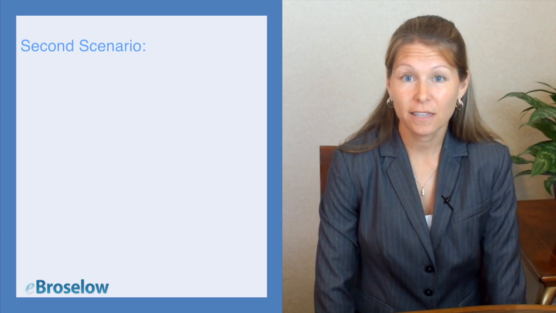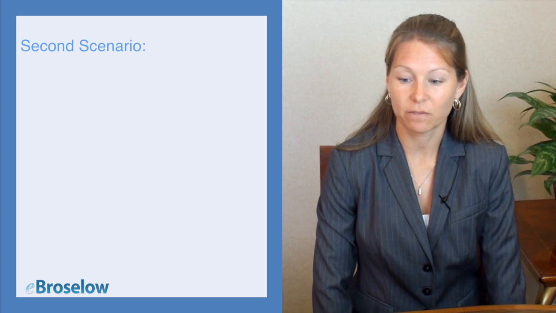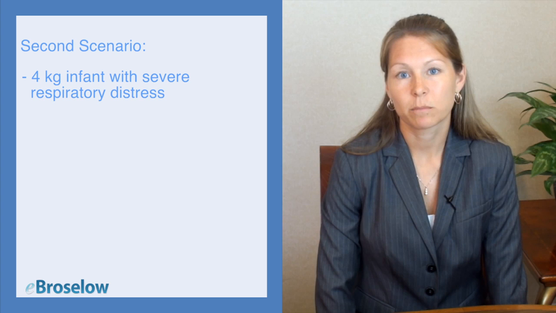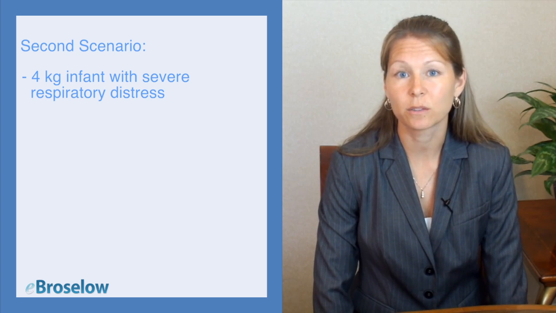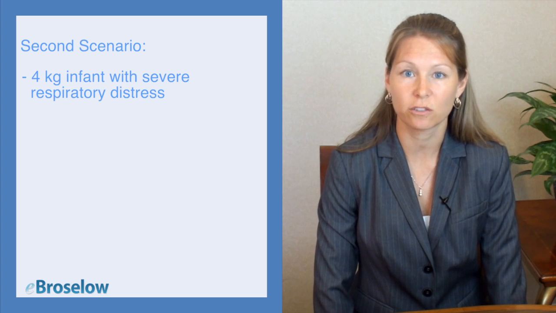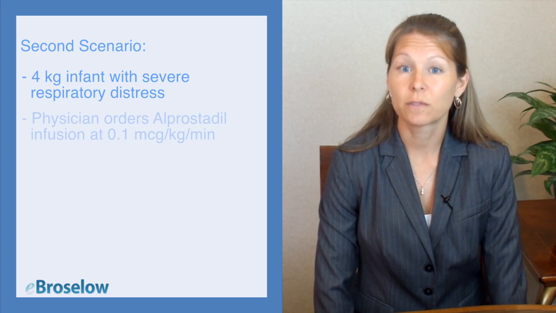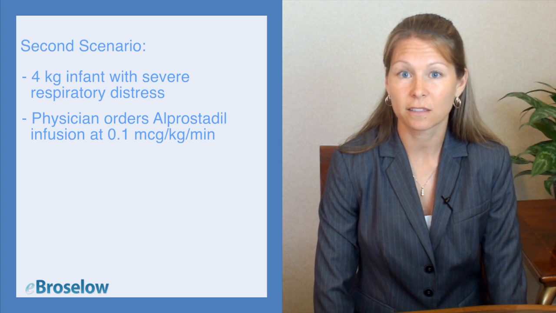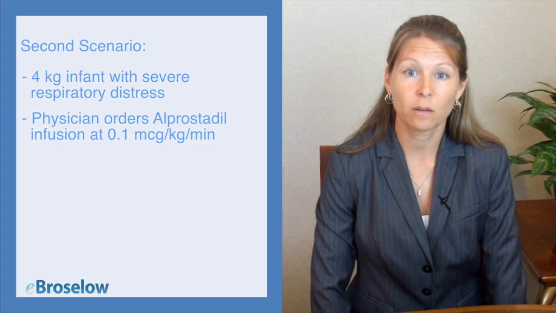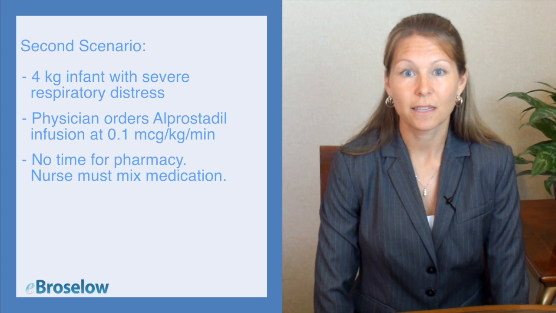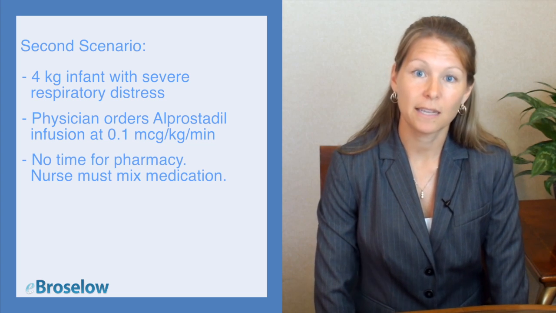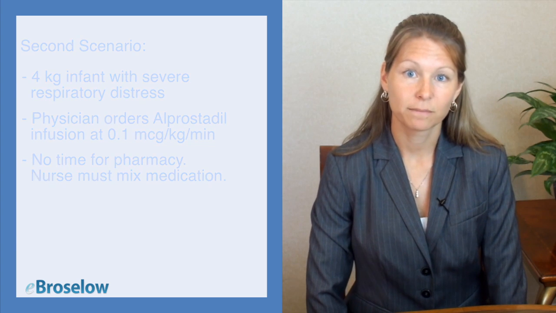Now, to move on to the next scenario, this one involves an infant. Pretend that you are working in the emergency department and a 2-week-old female infant weighing 4 kilos presents with severe respiratory distress and cyanosis. The physician suspects closure of the ductus arteriosus and orders an alprostadil drip to be started immediately. This is how you would use the eBroselow system to mix the medication and administer the drugs.